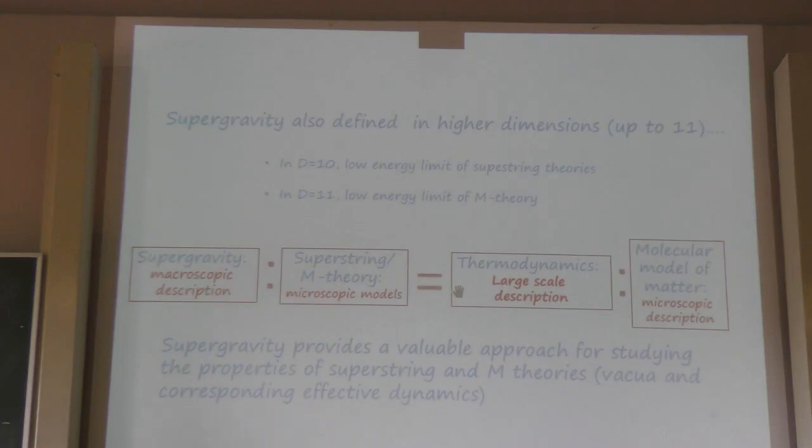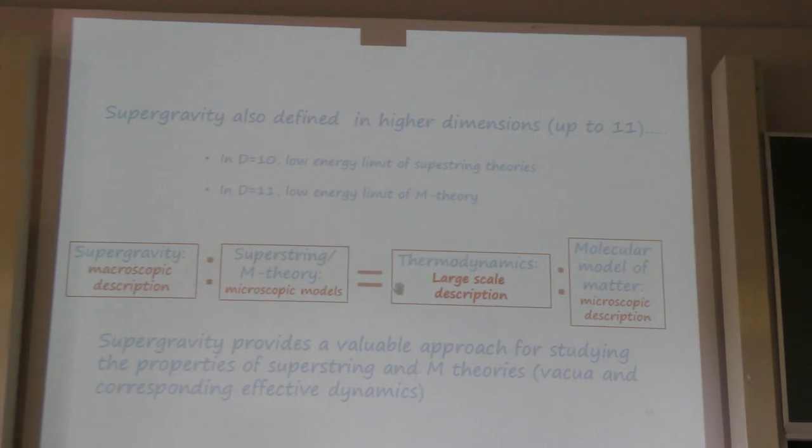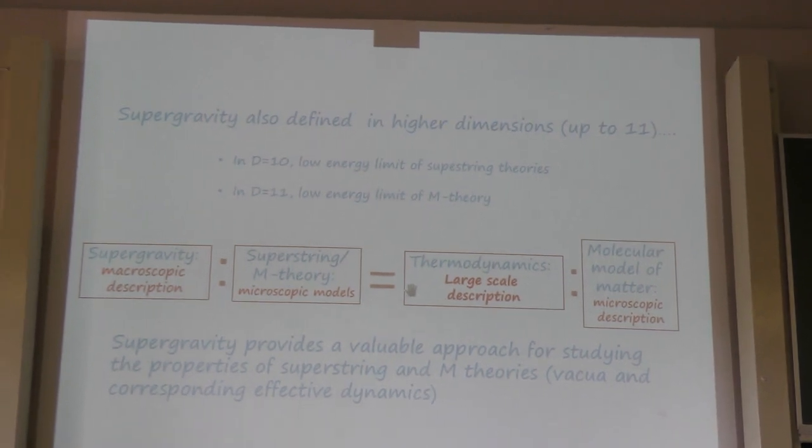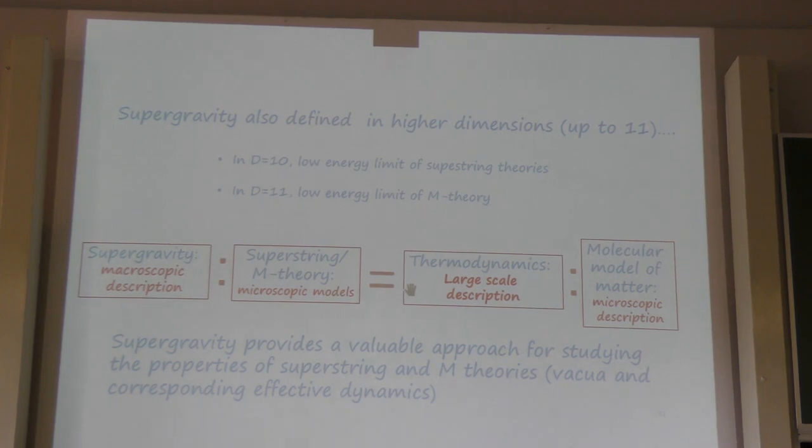Okay, so supergravity: so far we focused on 4 dimensions, but we can define supergravity theories in higher dimensions, up to 11, no more than 11 dimensions. For instance, in 10 dimensions we have 10-dimensional supergravities, and these have the interesting interpretation as describing the low energy limit of superstring theories. Superstring theories are naturally, by consistency, defined in 10 dimensions. You have a number of them, and their low energy description is captured by a 10-dimensional supergravity theory.